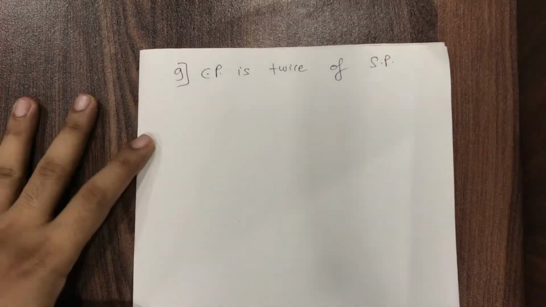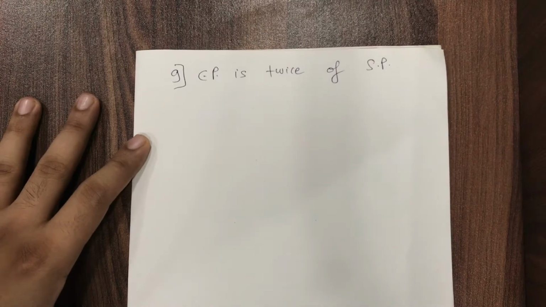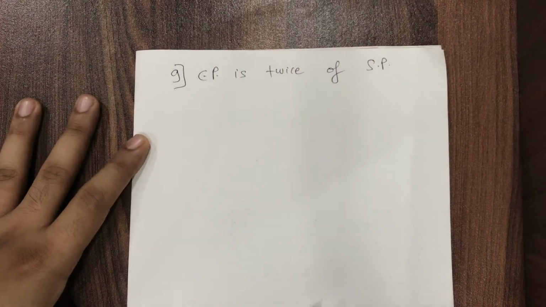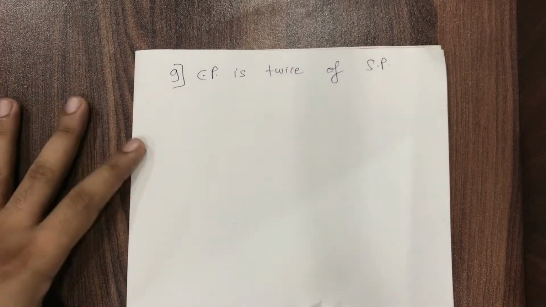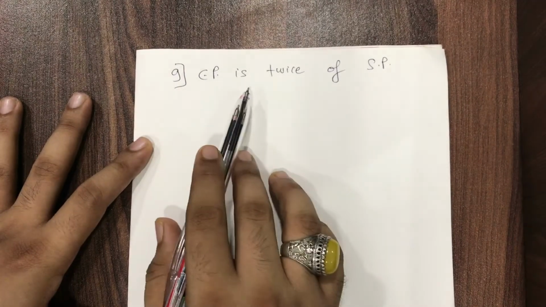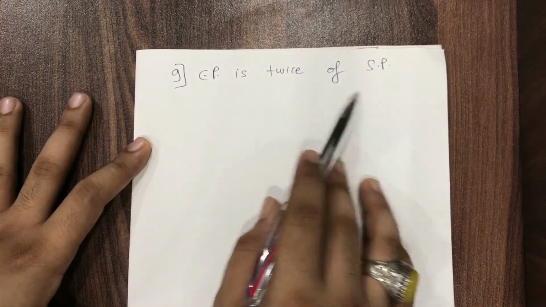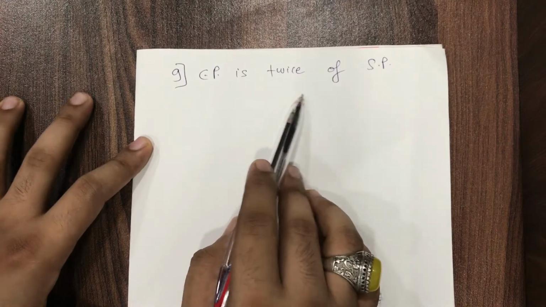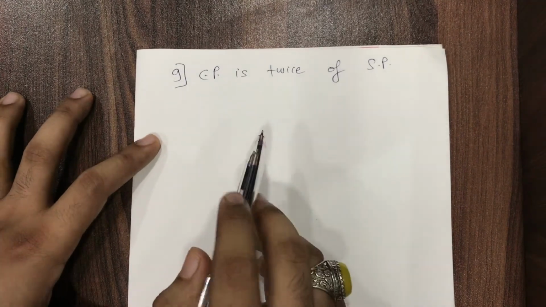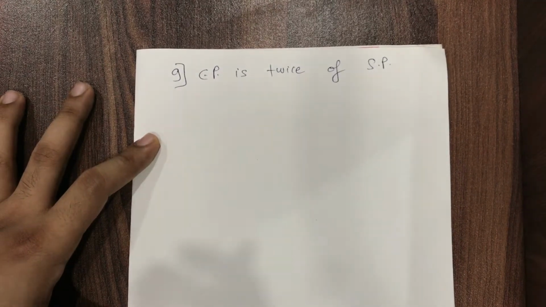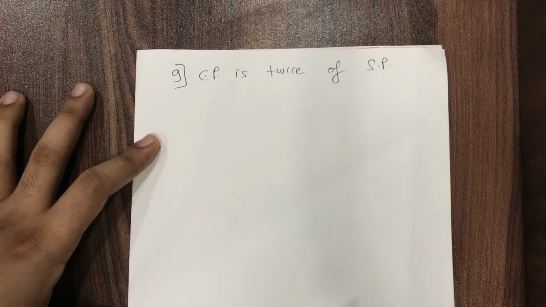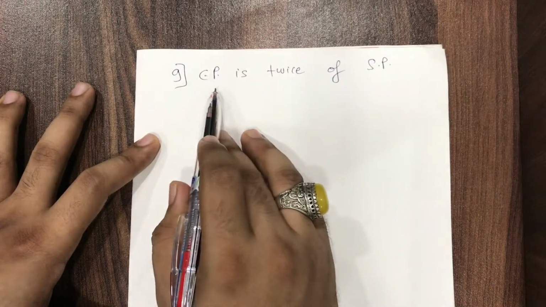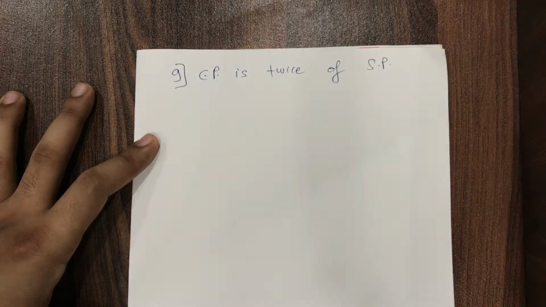Students, now sub question G. Same question number 1, sub question G. It's an important question. Please pay attention. What is important over here is that a statement is given that cost price is twice of selling price. Up till now, they always gave us the value of selling price and the value of cost price. But now they are just giving a statement that cost price is twice of selling price.